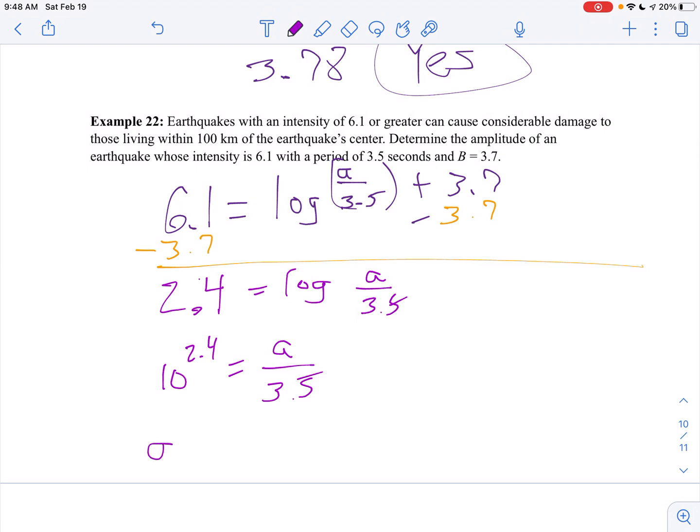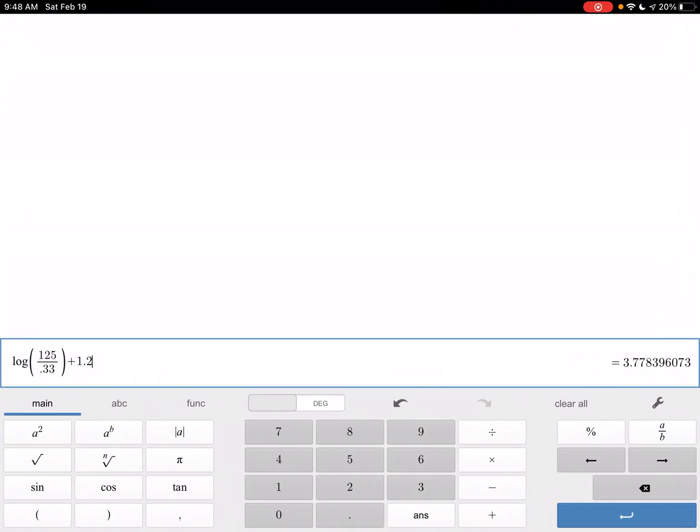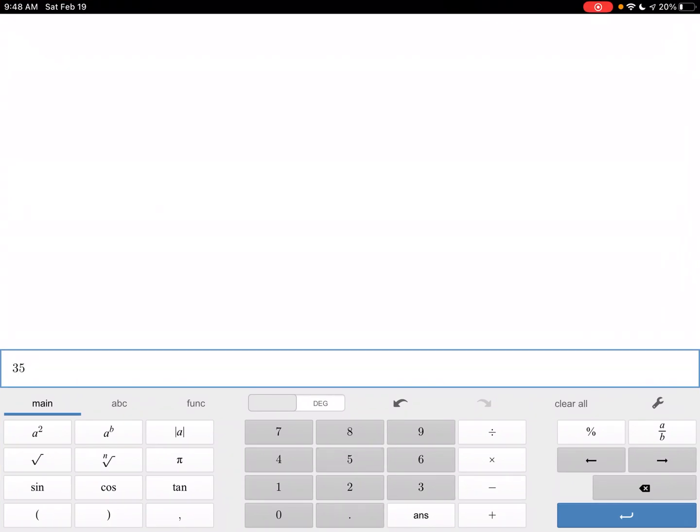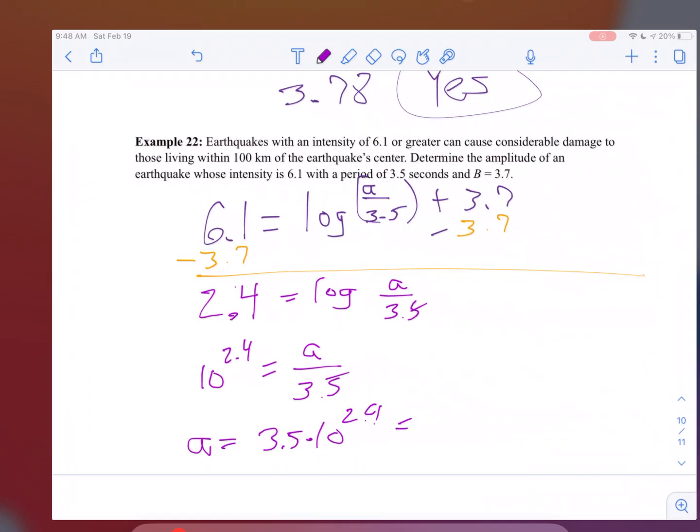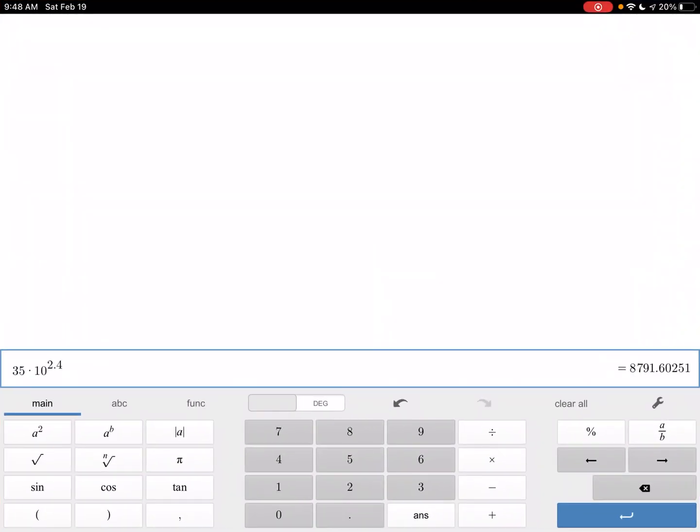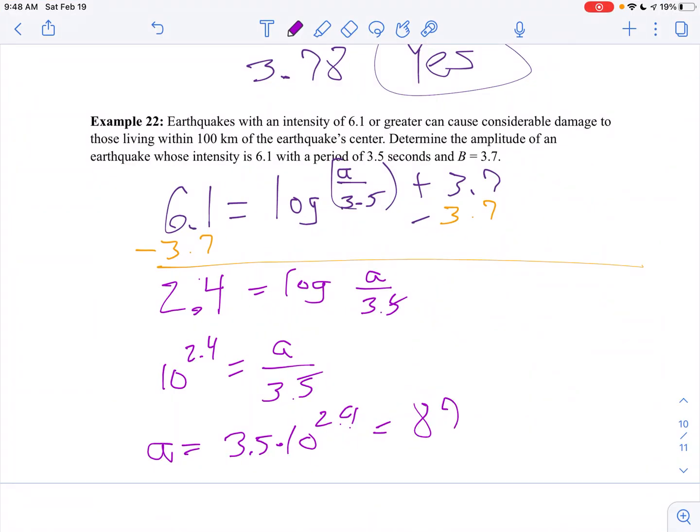So my exact answer is 3.5 times 10 to the 2.4 power. Let's go ahead and do that. So 3.5 times 10 to the 2.4 power. Let's see if I did that right. Yep. So my amplitude would be 8791.6. So anything with that bigger amplitude is going to cause major damage.